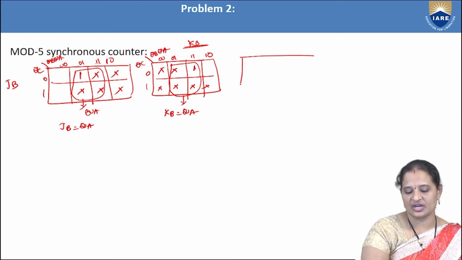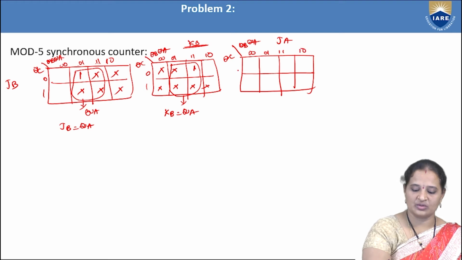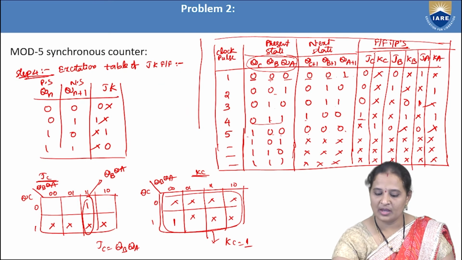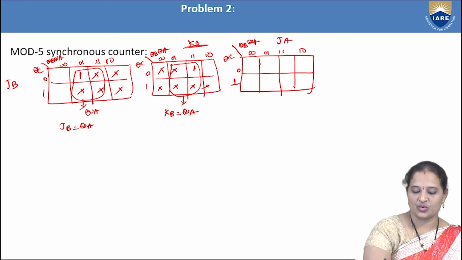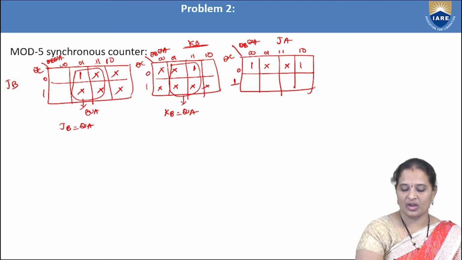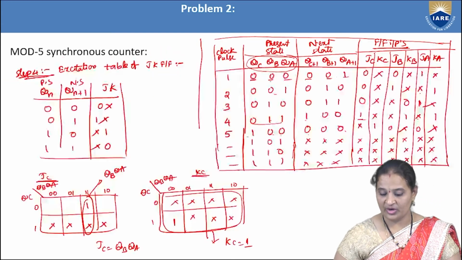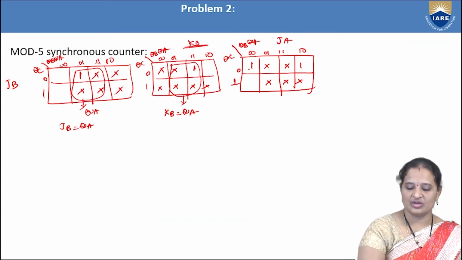Now similarly, let us derive the equation for JA. This is for JA: QC, QB, QA, 0, 0, 0, 1, 1, 1, 1, 0 and 0, 1. Now let us see. It is 1, don't care, 1, don't care, that is 0, 1, 2, 3. Next, don't care, don't care, don't care. And for 4 it is 0, and for 5, 6, 7 it is don't care. So now what can I do?